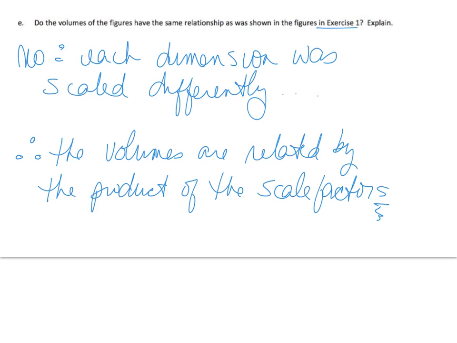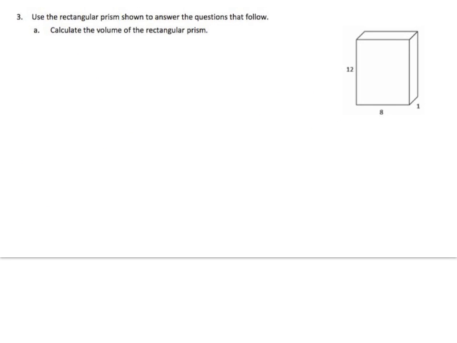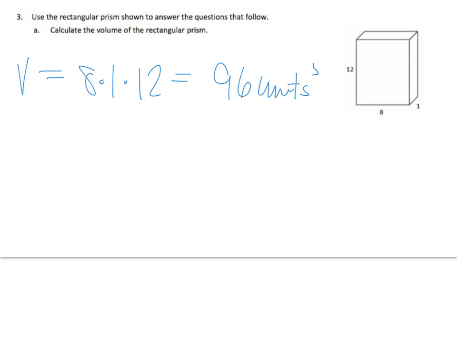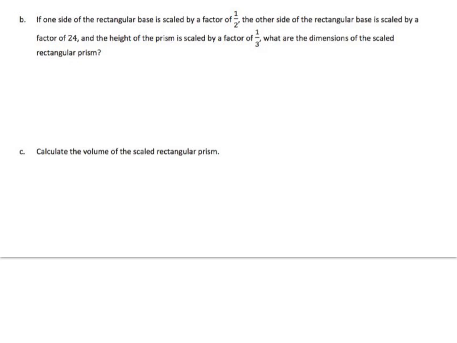Okay. Use the rectangular prism shown to answer the questions that follow. Calculate the volume of the rectangular prism. So here we just do area of the base times height, which is just 8 times 12, 96 units cubed. Now we're going to scale it. If one side of the rectangular base is scaled by a factor of a half, so we're going to have a 4.